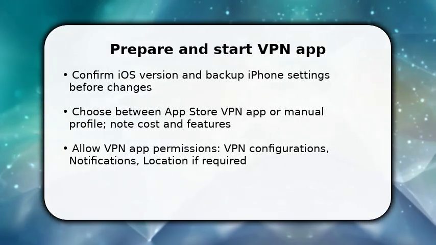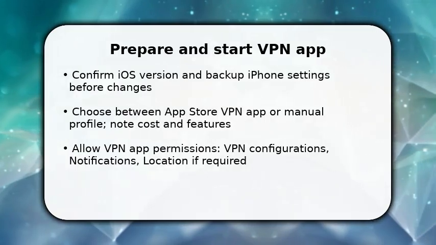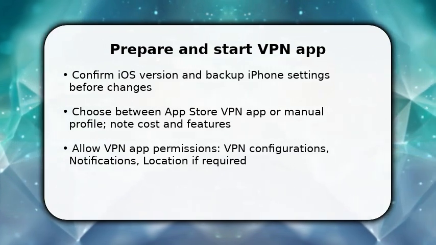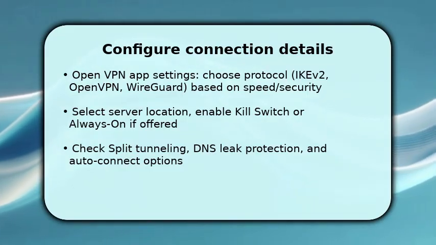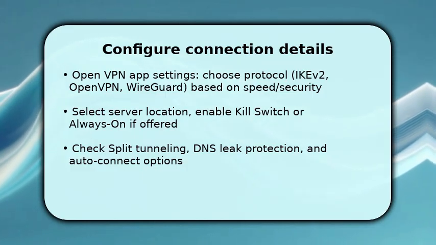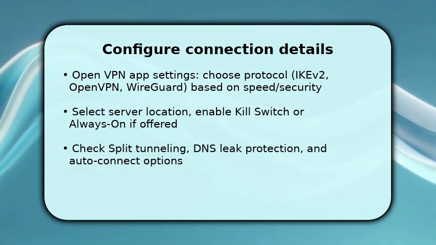You're now ready to move into configuring connection preferences and verifying the profile is present in settings. Next, you choose the protocol and server that match your needs. Use WireGuard or IKEv2 for speed, OpenVPN for compatibility. In the app, pick a nearby server for better latency or a specific country if accessing region-restricted content.